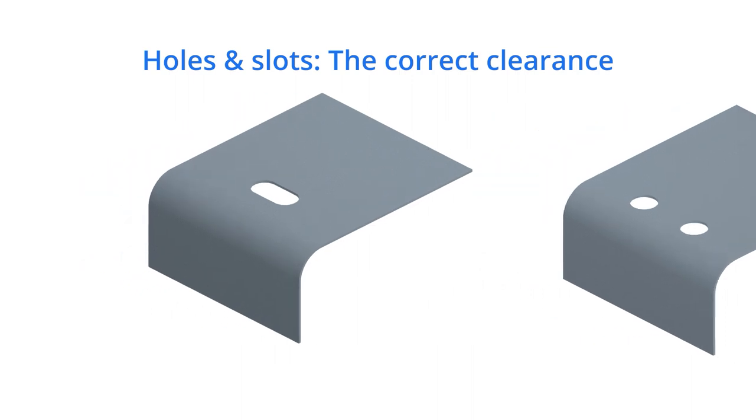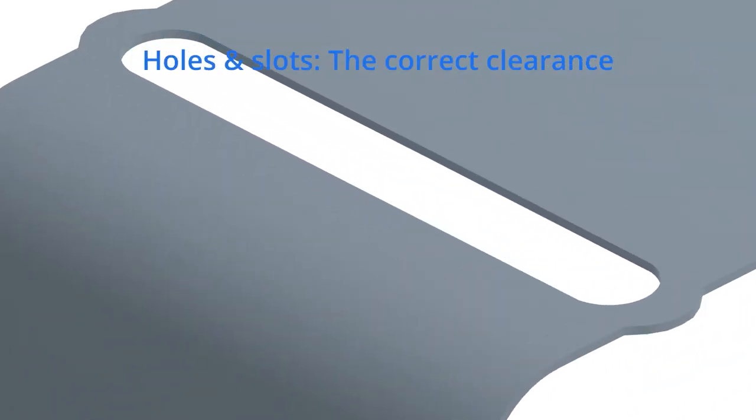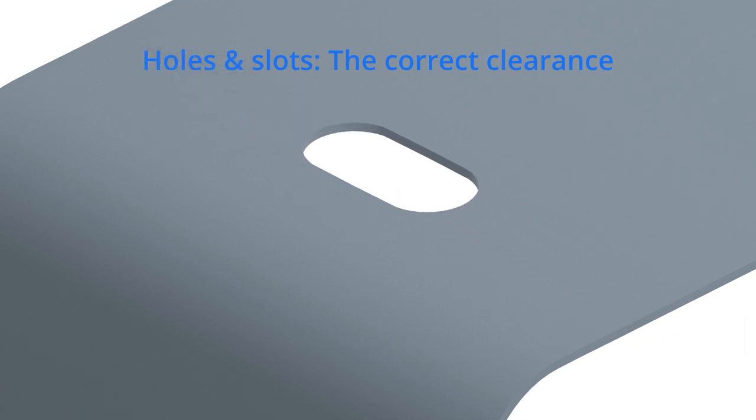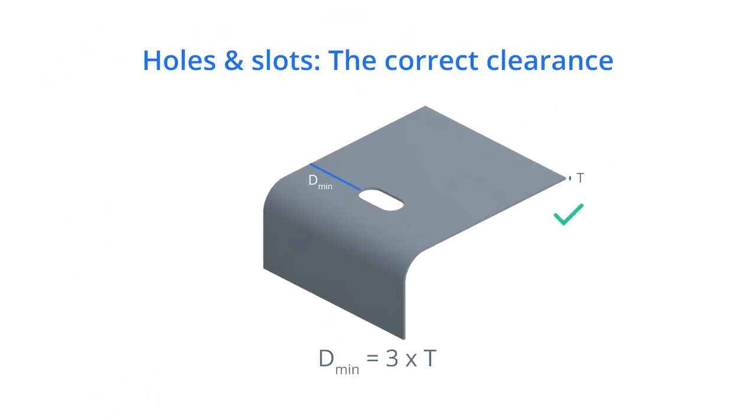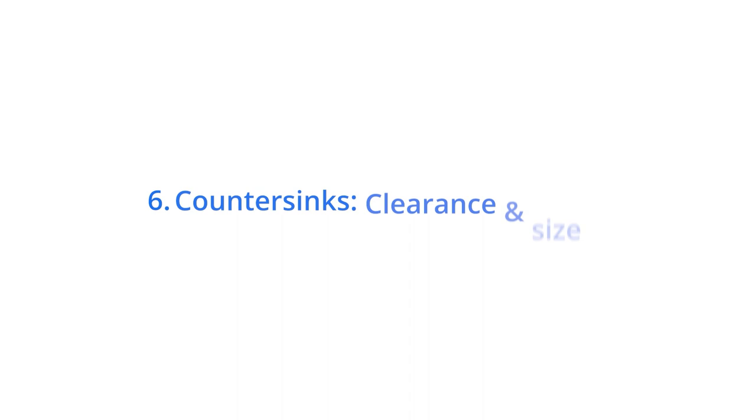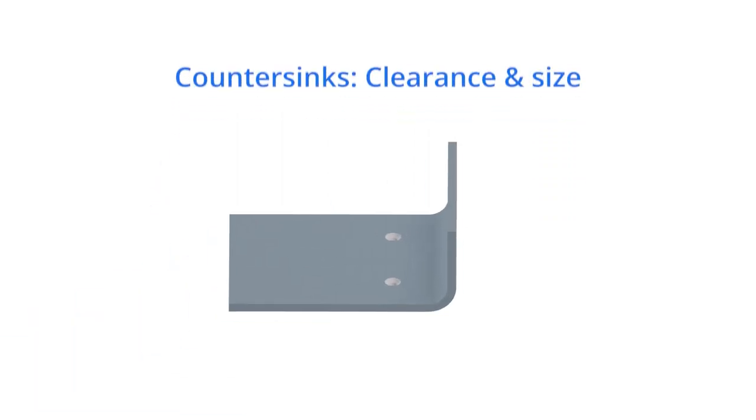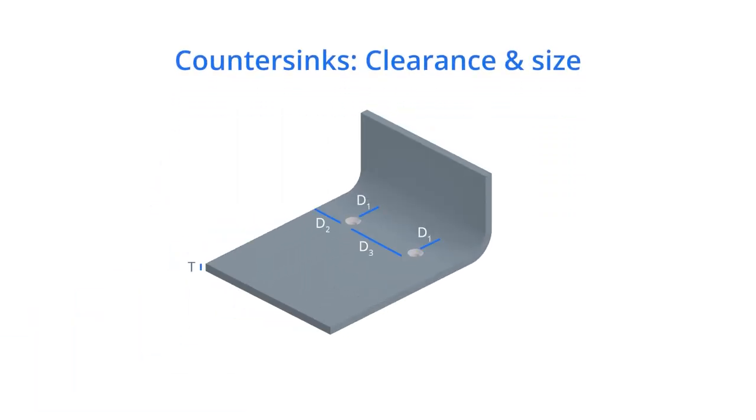In addition, extruding holes or slots is one of the most extreme pressure applications that creates a lot of friction and heat. To avoid deformation or tearing of the metal, place the extruded holes at least 3 times the thickness of the sheet from the edge. Countersinks, clearance and size. Countersinks are created with a drill press or punch press tooling. The basic rules for countersinks are as follows.